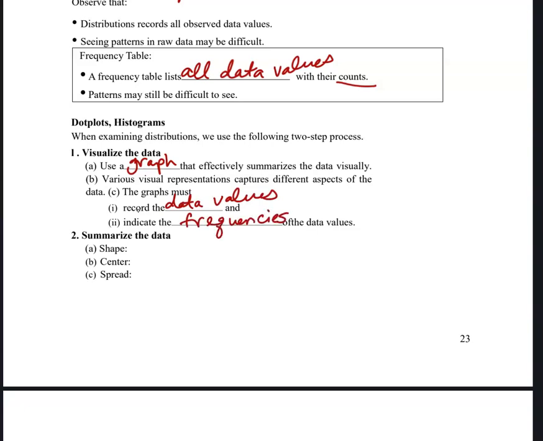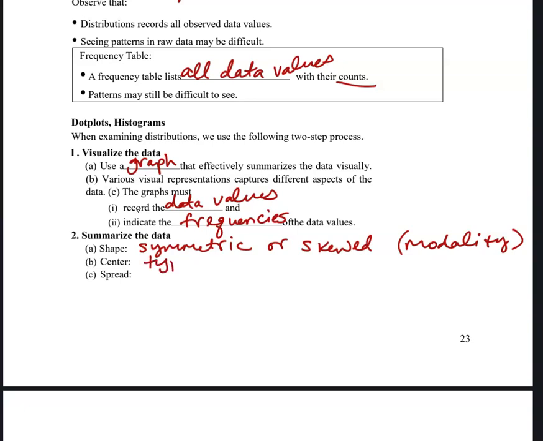And as mentioned above, we want to summarize the data using the shape, the center, and the spread. So once again, the shape, whether the data is symmetric or skewed. And we also may want to talk about the modality of the data, which again, I'll describe what that means later on, so don't worry about that right now. Just know that those are the things we want to consider.